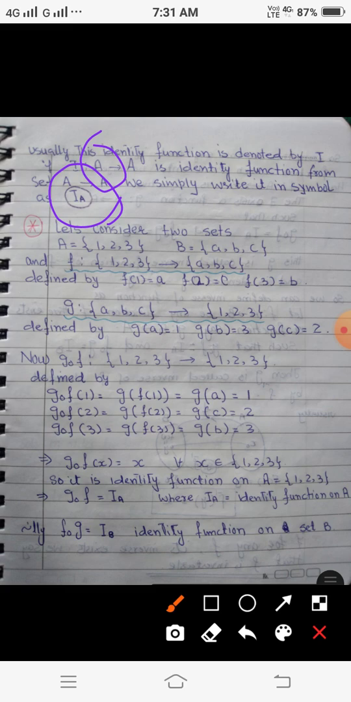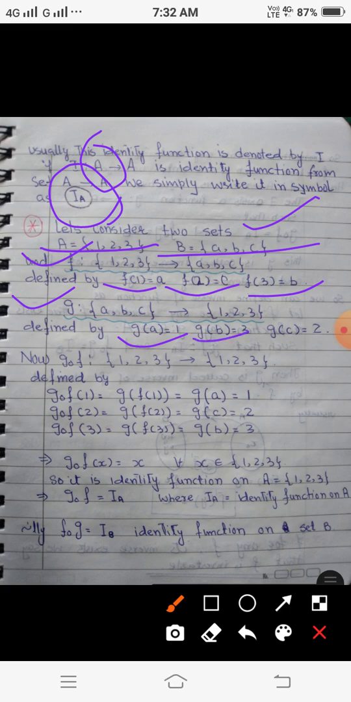Now let's consider two sets. Set A equals {1, 2, 3}, set B equals {a, b, c}. f is a function from {1, 2, 3} to {a, b, c}, defined by f of 1 is a, f of 2 is c, and f of 3 is b. g is a function from {a, b, c} to {1, 2, 3}, defined by g of a is 1, g of b is 3, and g of c is 2.